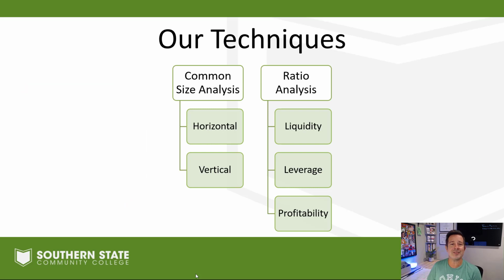So we have two sets of techniques that we're going to be covering for you in our videos. We're going to talk about common size analysis. And I mentioned already we're looking at horizontal analysis in our video right now. We'll do another video where we look at a thing called vertical analysis. And then we'll talk about ratio analysis. We're going to have three different categories of ratio analysis that we'll look at in separate videos as well.